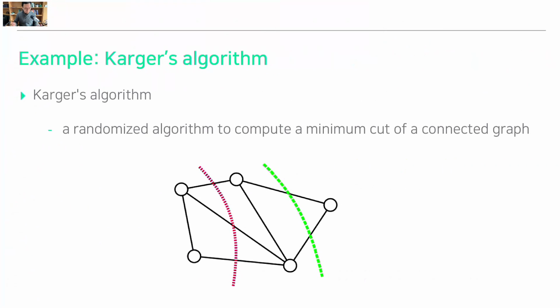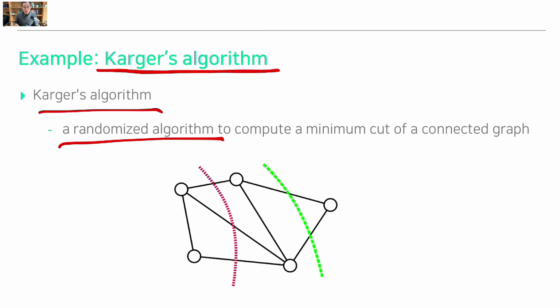So let me start with the easiest one. Karger's algorithm was proposed in 1993, so it is a quite old algorithm, but very simple and intuitive. Karger's algorithm is a randomized algorithm to compute a minimum cut of a connected graph.